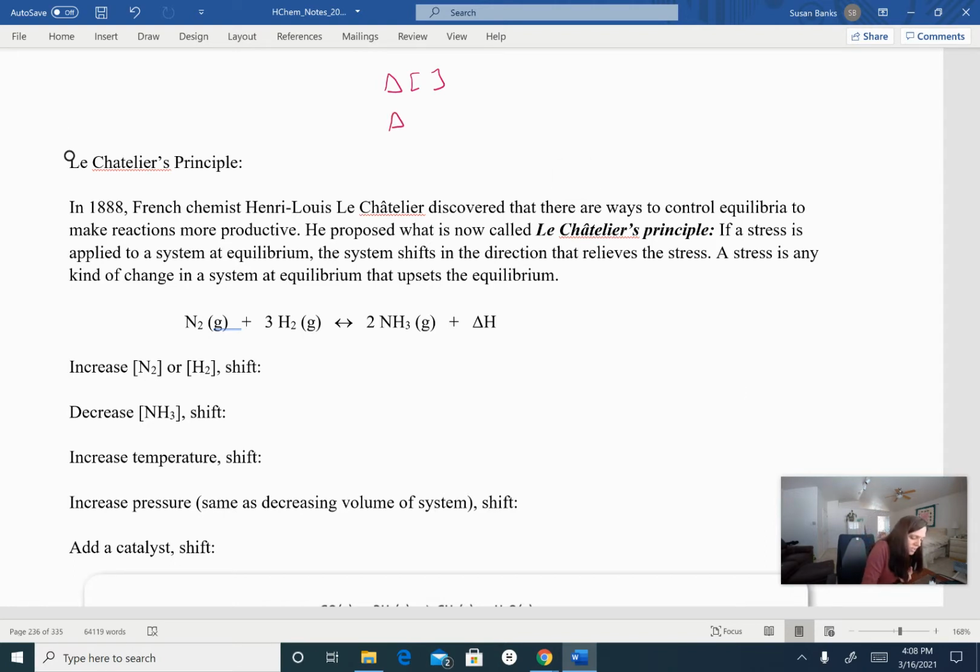We can change the volume. We can either make that volume bigger or smaller. We can change the pressure of the system. We can either increase or decrease the pressure, and we can change the temperature. We can either increase or decrease that temperature. All of those are stresses that an equilibrium system will have to shift to alleviate or relieve the stress.